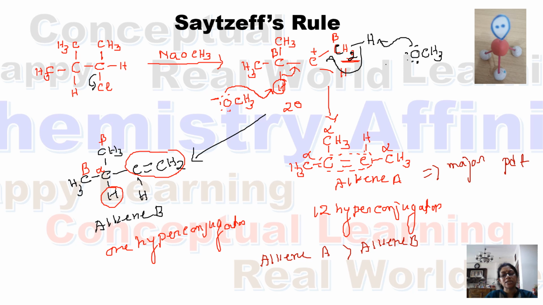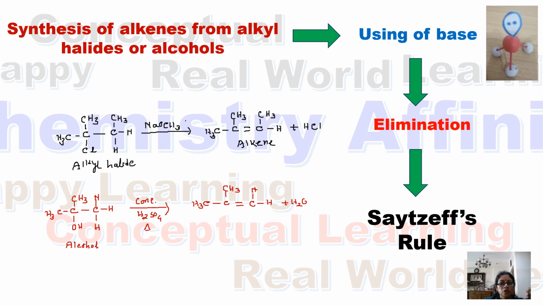And that's all about the Saytzeff rule. The Saytzeff rule tells us that due to an elimination reaction, the more substituted alkene will be the major product. This is the more substituted alkene because here we are getting more hyperconjugation structures. The Saytzeff rule is connected with the elimination mechanism. The elimination mechanism takes place when alkyl halide or alcohol is treated with a base. Then we get an alkene, and more substituted alkene formation is the Saytzeff rule. That's why the Saytzeff rule is connected with elimination, and an elimination reaction means we are going to synthesize an alkene molecule from alkyl halide or alcohols.